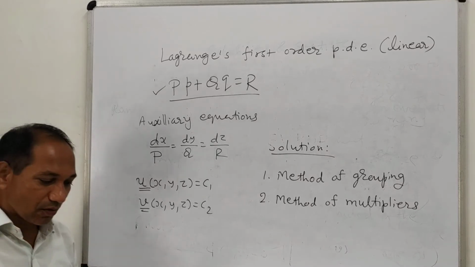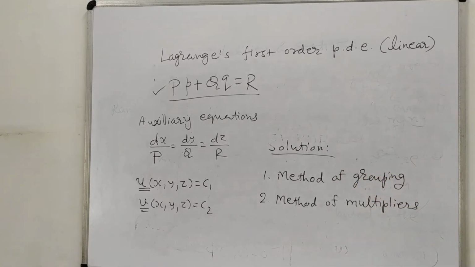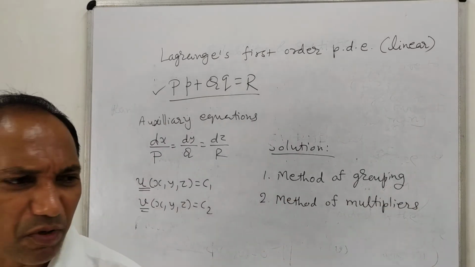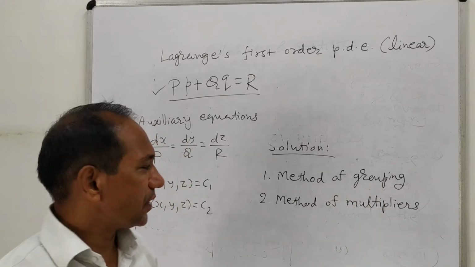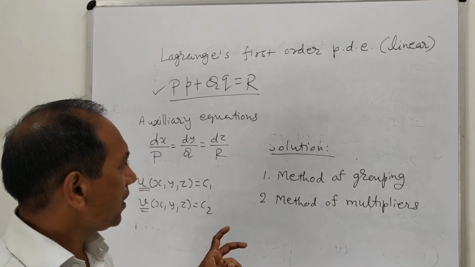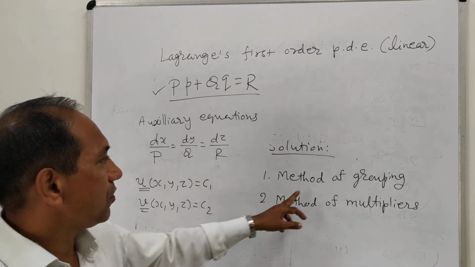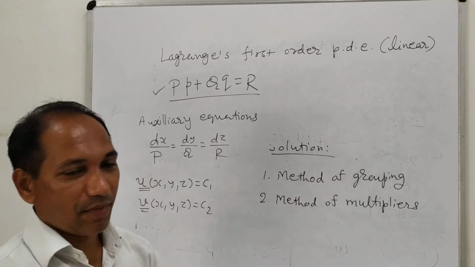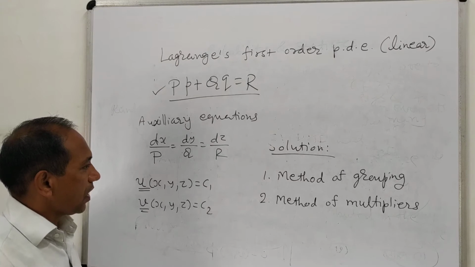That means one solution can be obtained by the grouping method, and the second solution by the multipliers method. If it is possible to find both solutions using a single method, then you can use that approach. But if it is not possible, then you can go for the second alternative. First you think of the first method, then go for the second method.